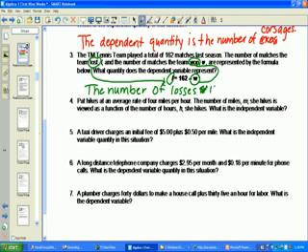The number of losses is the dependent. Does it say variable? Dependent variable. Everybody got it? Everybody got those two down? So you should be able to finish it.